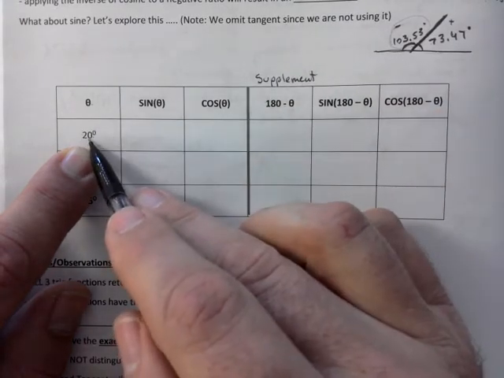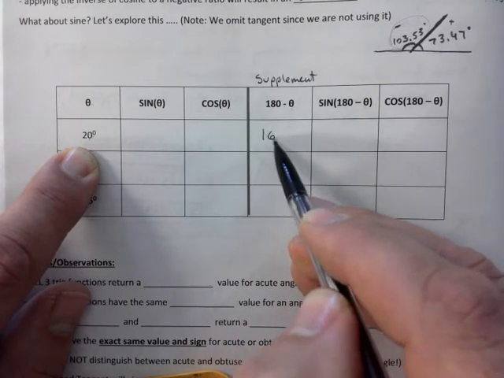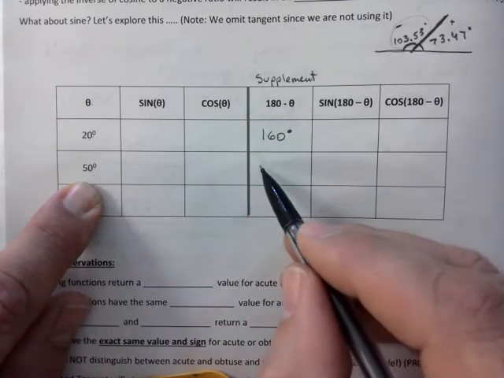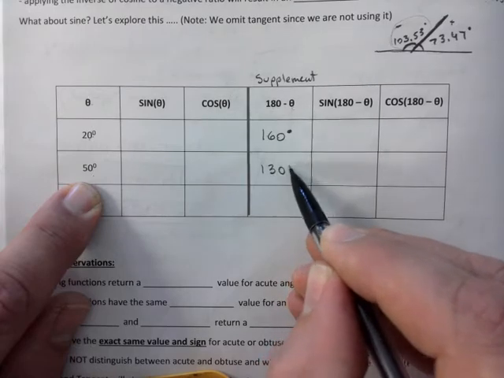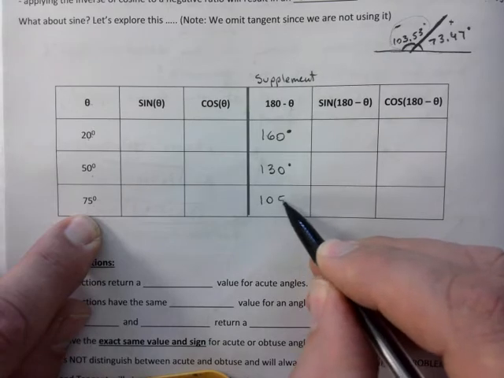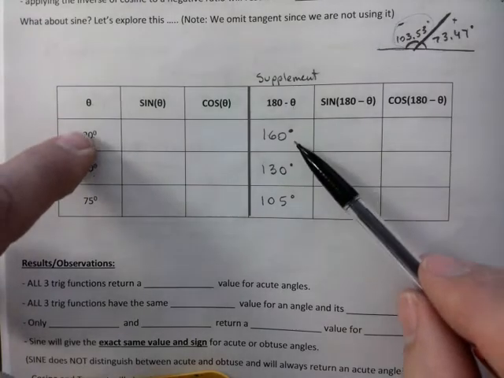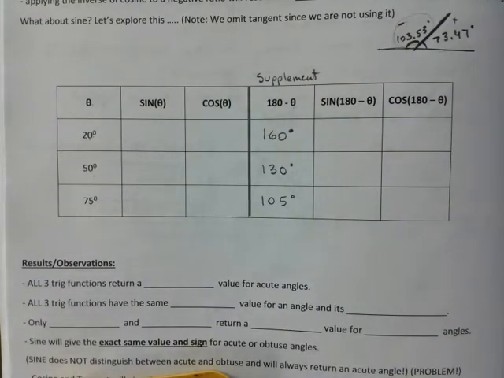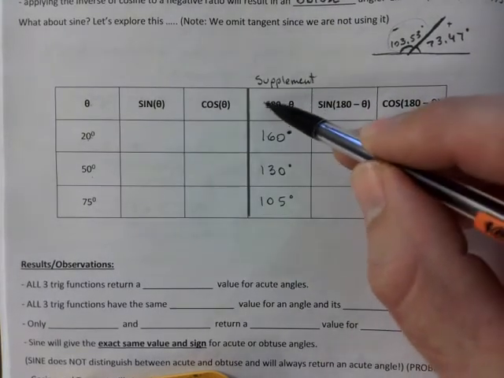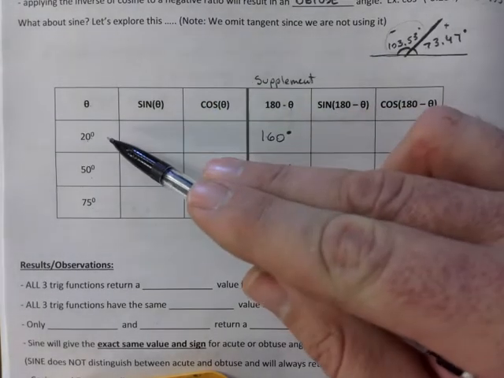So if theta is 20, then the supplement would be 180 minus theta. This would be 160, correct? If theta is 50, then this would be 130. And if this is 75, then this would be 105, right? So I'm already filling in the angles. Remember, these two add up. But you need to know this. This is code for supplement. If you ever see this, it's code for the supplement of the other angle.